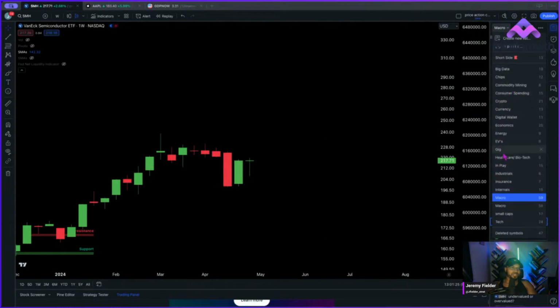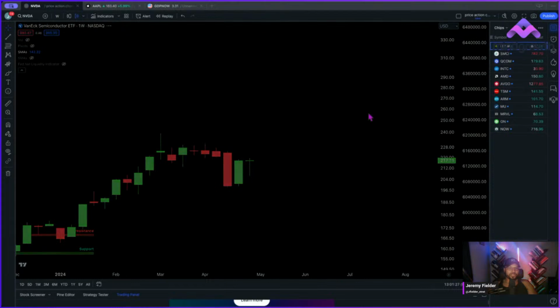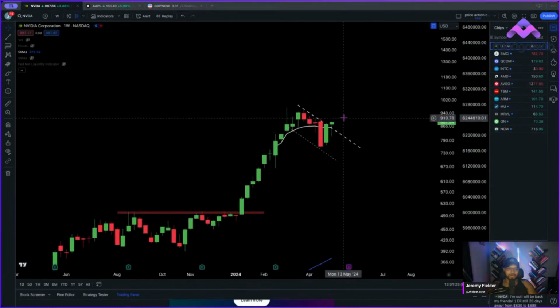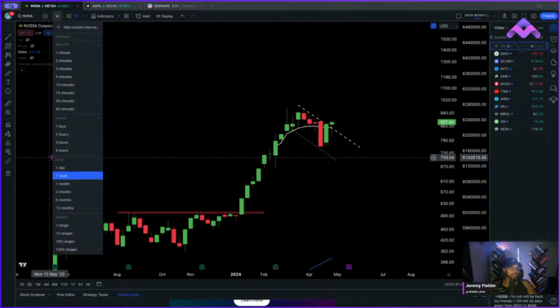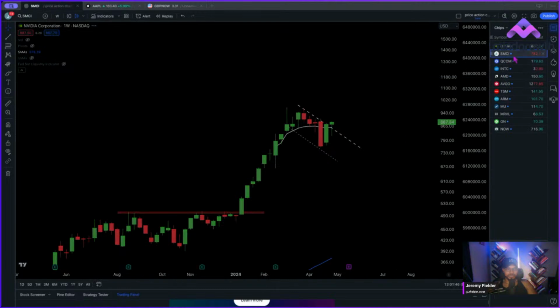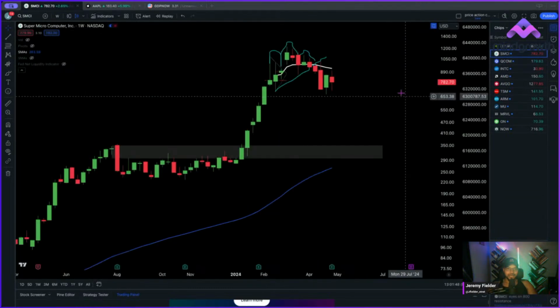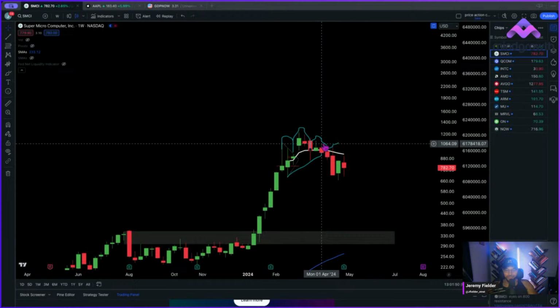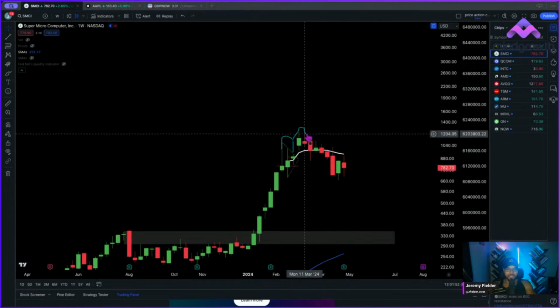Where's the semis at? Chips. Here we go. So Nvidia looks like it wants to break out. Let's go down to the daily chart. Let's actually throw on the 50-day. Dang, it's way above the 50-day moving average. Nvidia's up there. Okay, so Nvidia looks like it's going to break out. SMCI did have that breakdown, but it looks like it's starting to reset.